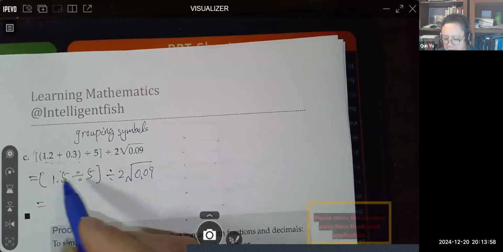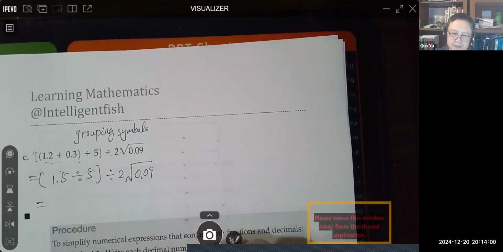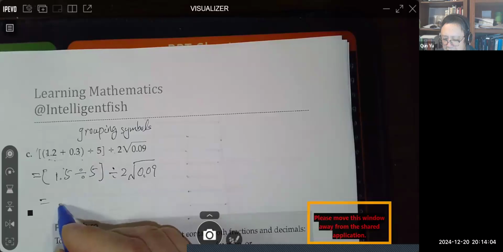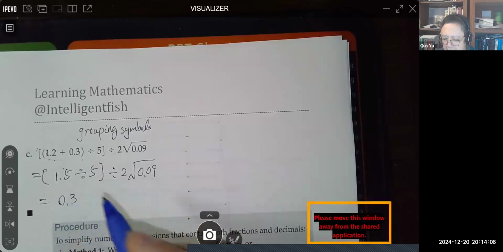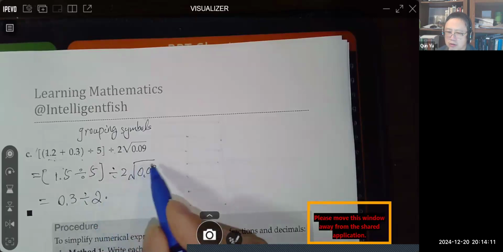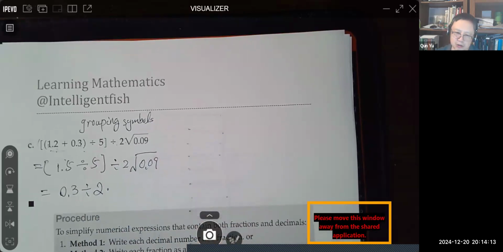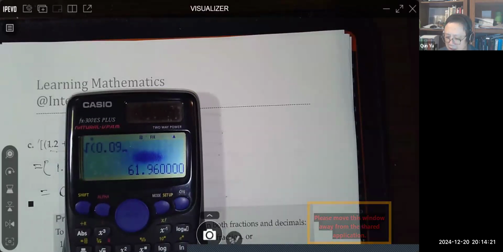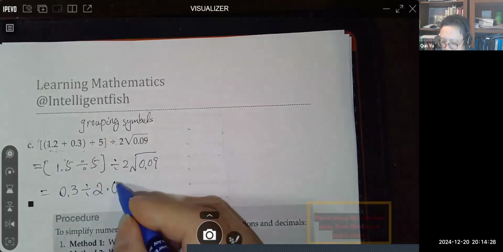Now we do brackets first. Brackets are like parentheses. So 1.5 divided by 5, that's 0.3. Now divide by 2 times the square root of 0.09. We should do the square root first. The square root of 0.09 equals 0.3. So we get 0.3.